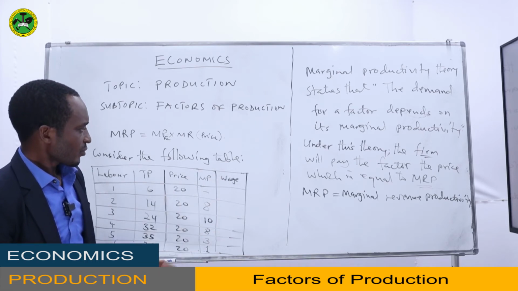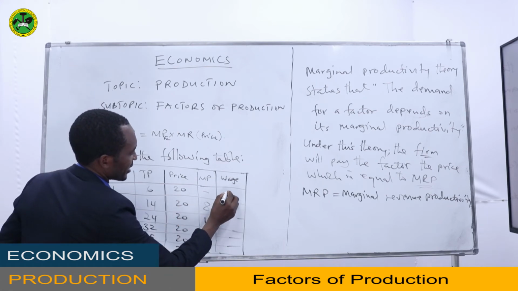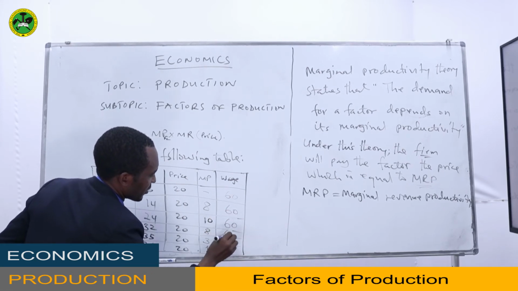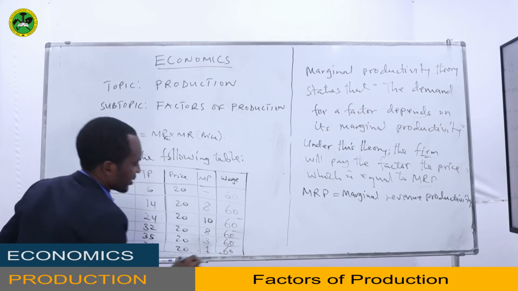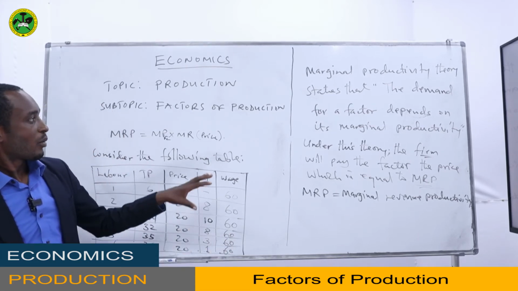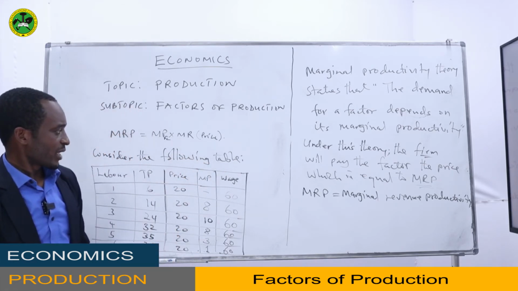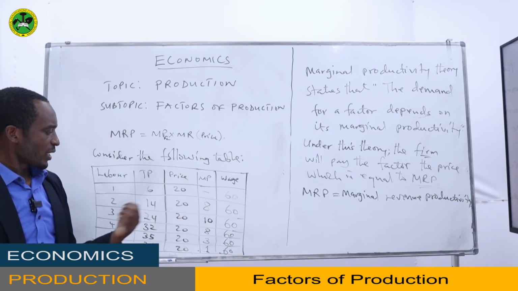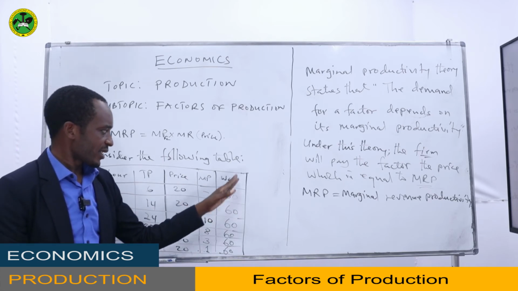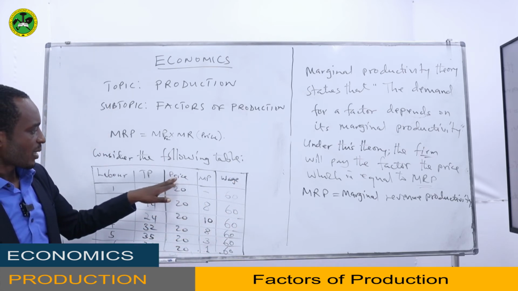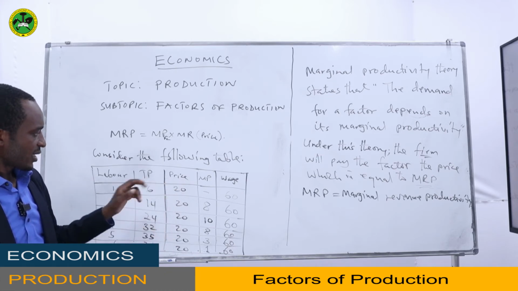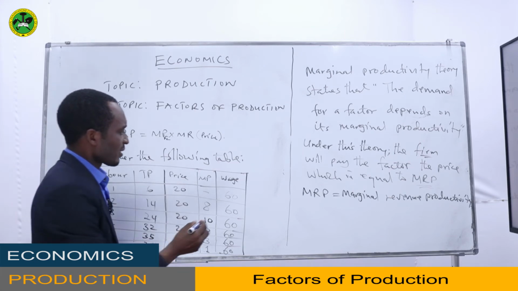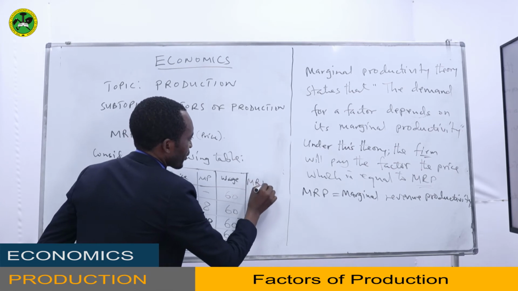And the wage of the labor, let's assume is constant, let's say it's 60, so here is 60, 60, 60, 60, 60. The theory assumes that we are operating under perfect market competition, so the wage will be constant, and also the price of the product will be constant. So here the wage is 60, constant, and the price of the product is 20, which is constant in all situations. So you can find now the marginal revenue product.